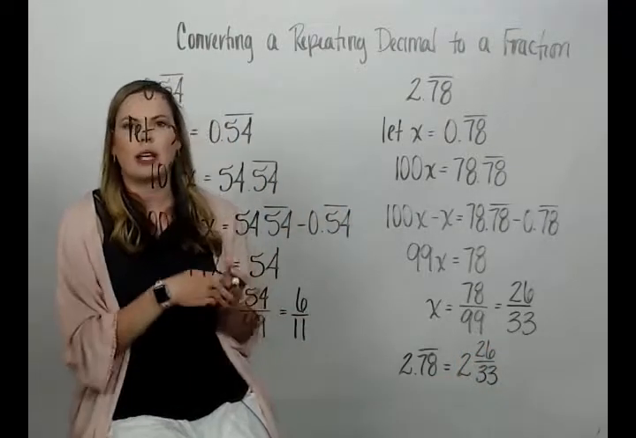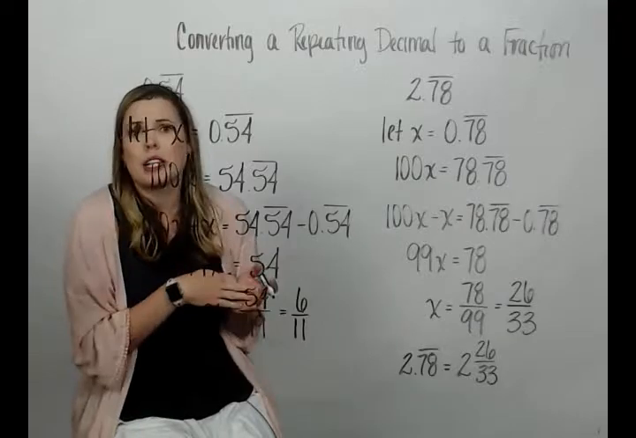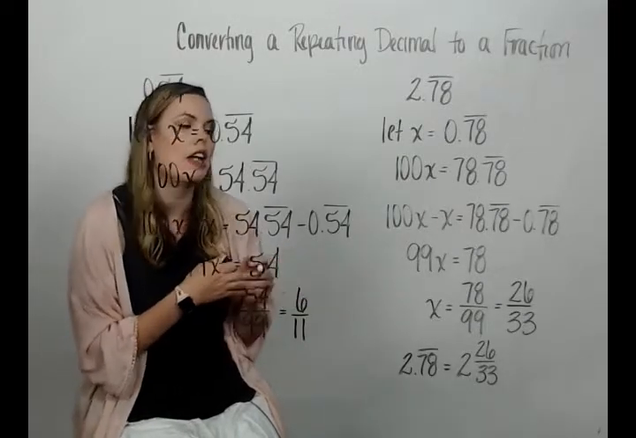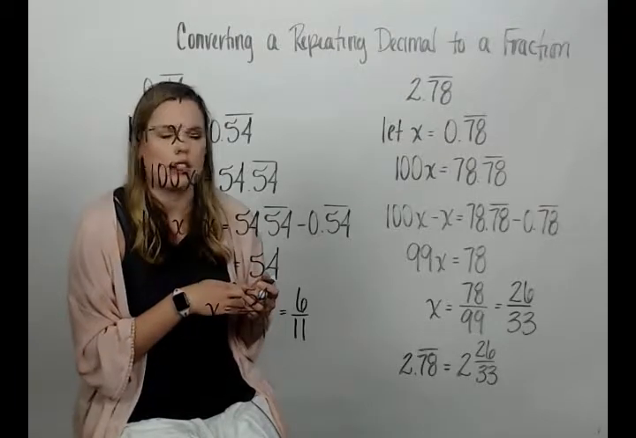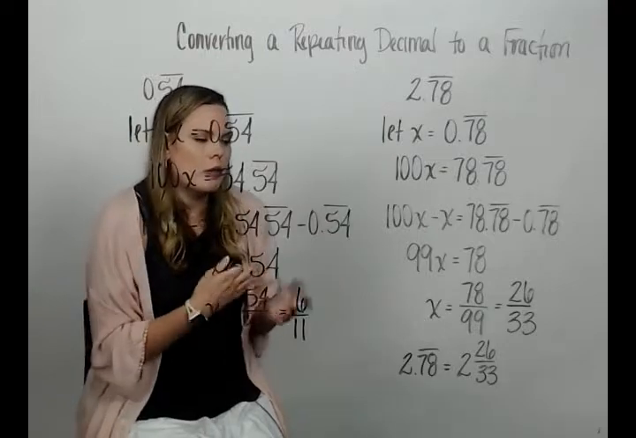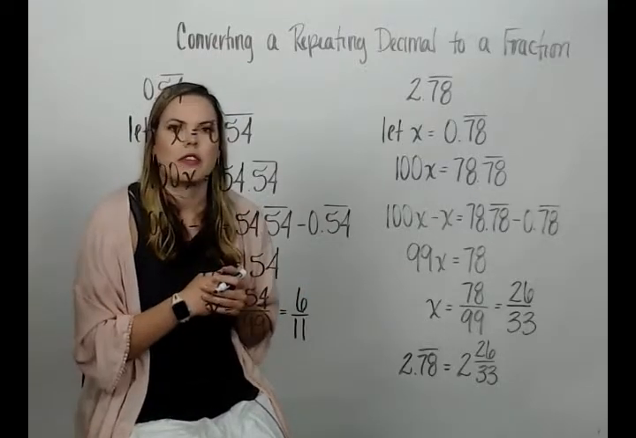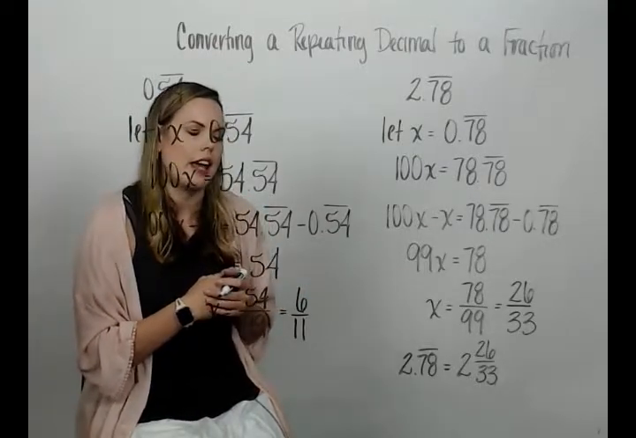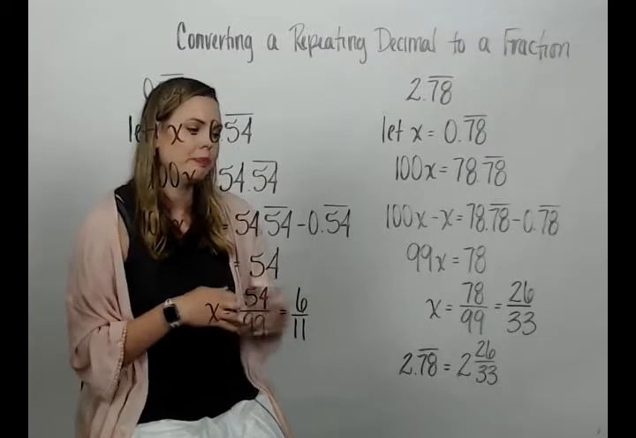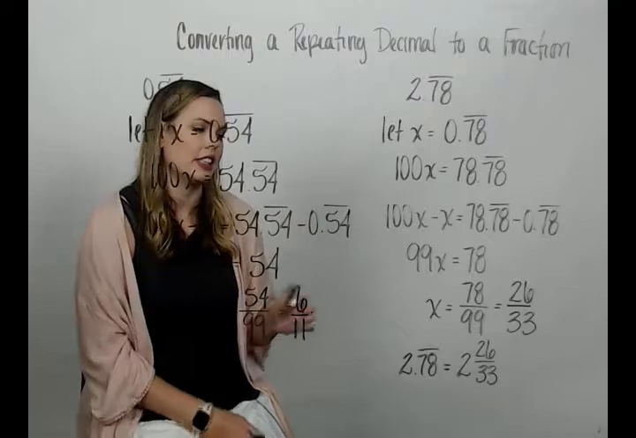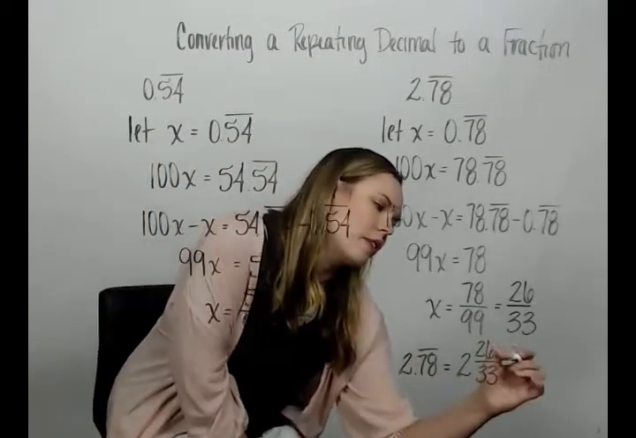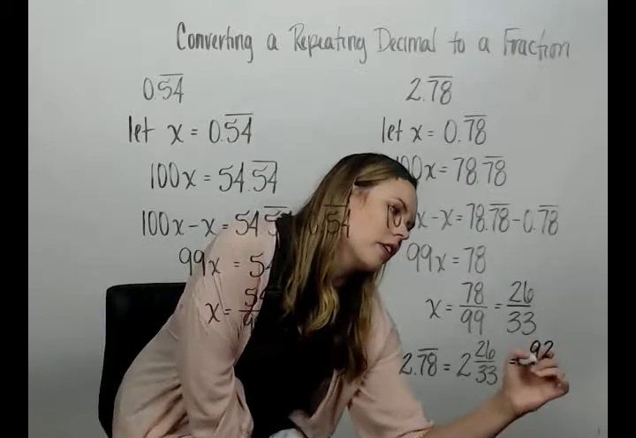Remember that a repeating decimal, you can see it as addition, 2 plus 0.78 repeating. And a mixed number you can see as addition, 2 plus 26/33. And then sometimes, if we were doing a division problem for our students, we would want this in an improper fraction and not a mixed number. So 2 times 33 is 66, plus the 26 is 92. So we would have 92/33.